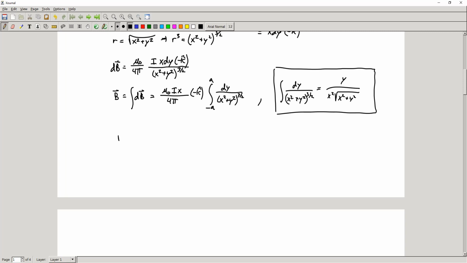So basically what this amounts to is that our magnetic field is now going to be mu naught I. We're going to cancel, so we're going to end up with an x squared in the basement here, but we already have an x up here, so I'm just going to have a 1x in the basement, right? So we're going to have 4 pi x, right? Getting rid of this x and getting rid of this x squared from the bottom. And we still have this minus k hat sitting over here, and now we need to take our result, which is y over square root x squared plus y squared, and remember we don't have that x because we just dealt with it, evaluated at a and minus a.